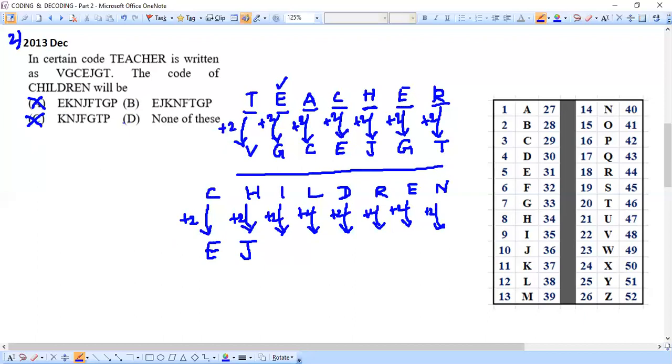and D. See here, option D says none of these. So that means we should be very much careful here. We need to fill till the last letter. We need to get the complete answer, and only then we can confirm whether option B or D will be our answer. Just because we got E, J, I mean the first two letters correct, we cannot just immediately go for option B. Okay, is the point clear?